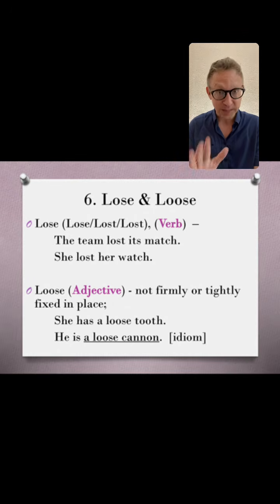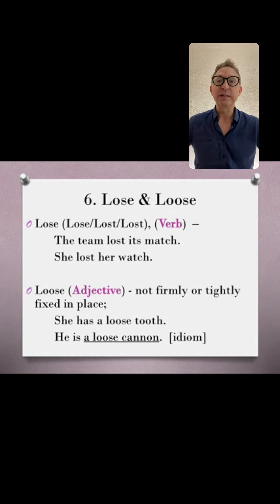All right, let's look at lose. It's a verb. That's the first difference. Obviously, the spelling is different, 1 O versus 2, and the sound or pronunciation is also different. So lose is I lose, I lost, I have lost. That's how you conjugate that verb. The team lost its match. She lost her watch. Now, loose is generally an adjective.